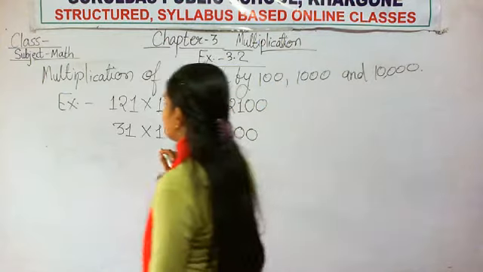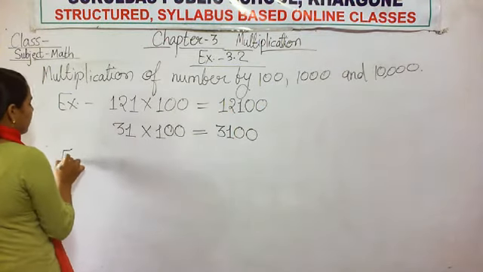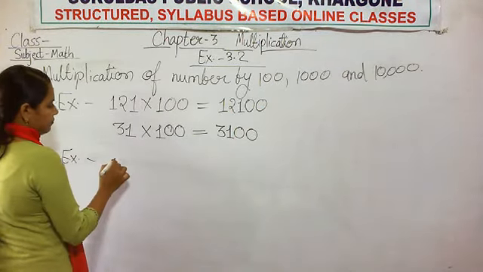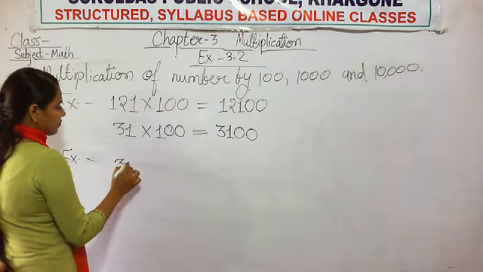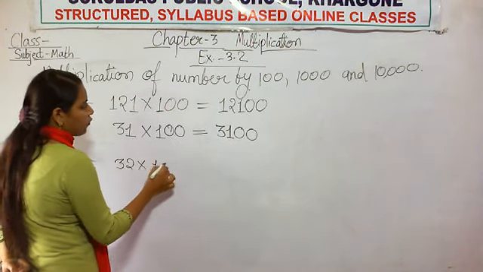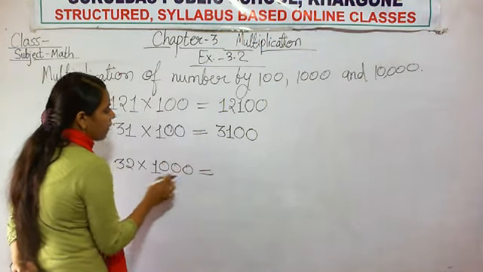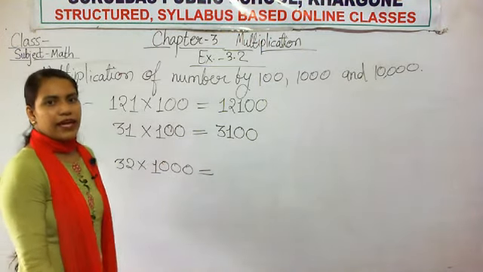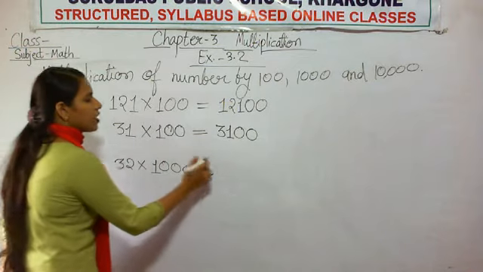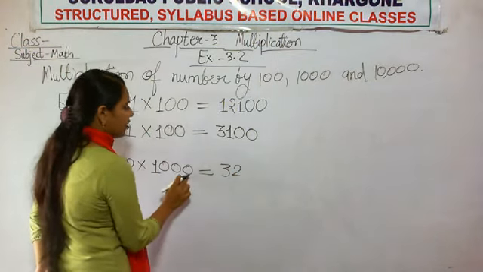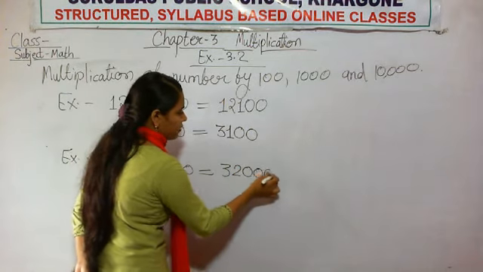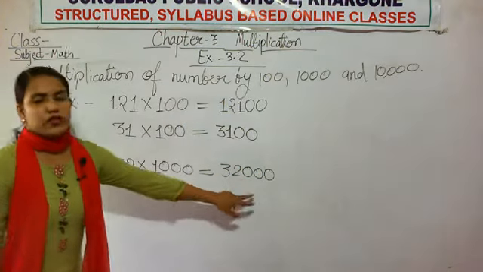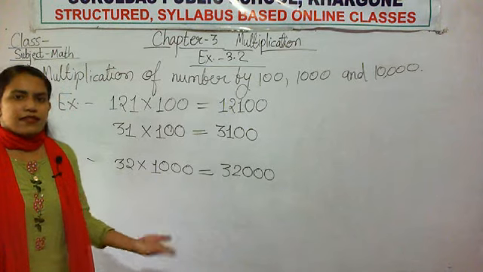Now let's take more examples. Let's take the number 32. If you want to multiply 32 by 1000, then again what will you do? You will write the number 32 and insert 3 zeros, as there are 3 zeros in 1000. So you will insert 3 zeros right to the number. Okay, this is the trick.